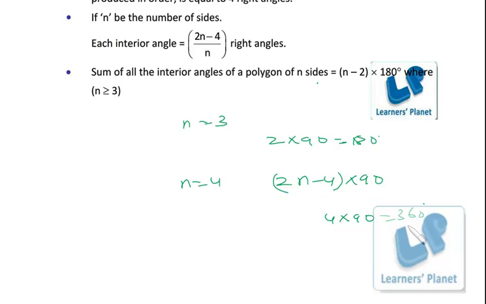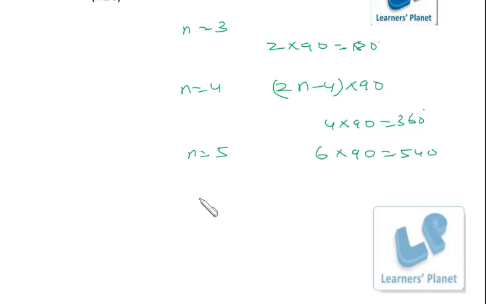Okay, if it is a regular polygon, then the angles will be the same. If it is not a regular polygon, then all the angles will be different from each other. Similarly, if n is equal to 5, that means it is a pentagon. So the sum of angles will be 2 into 5, 10 minus 4, 6 into 90, 540. And if n is equal to 6, that means it is a hexagon. Then 6 into 2, 12 minus 4, 8 into 90, 720 degrees.